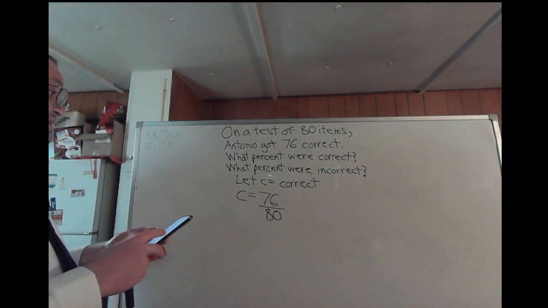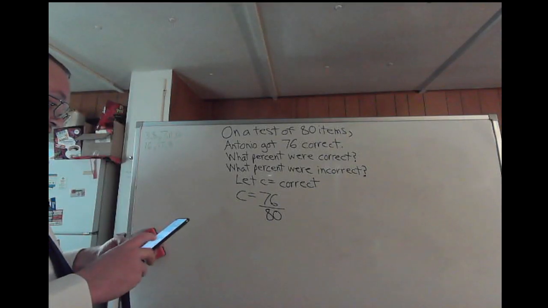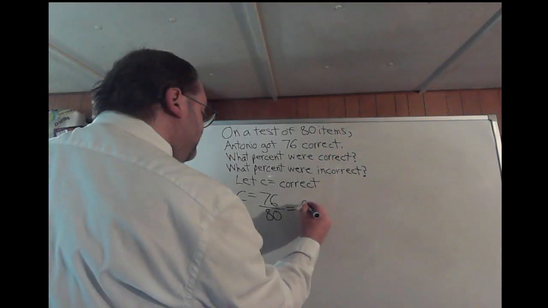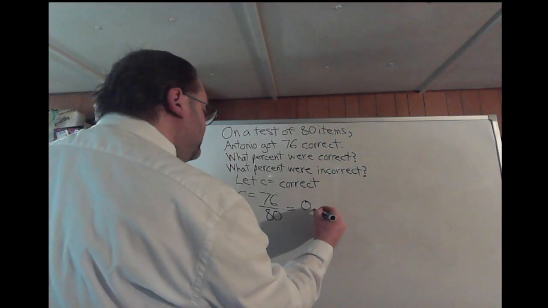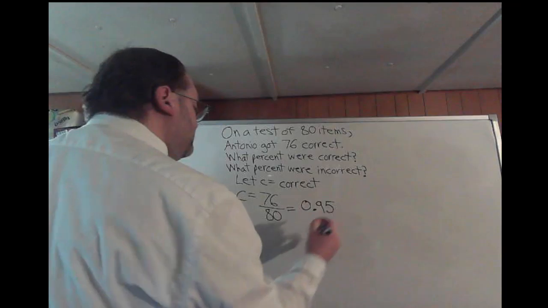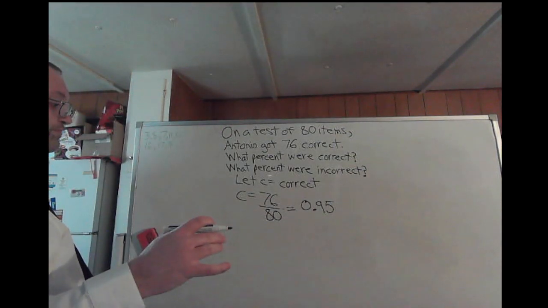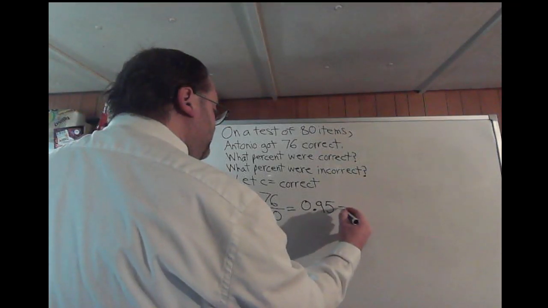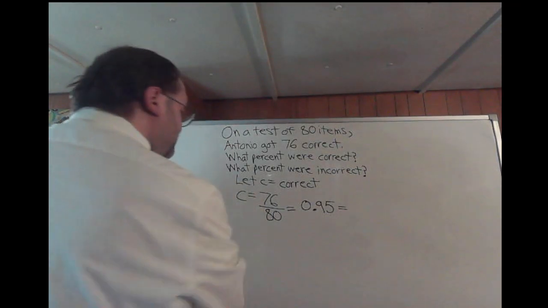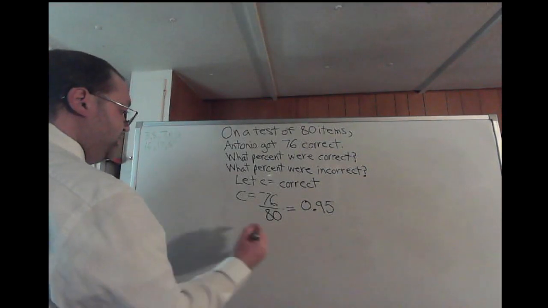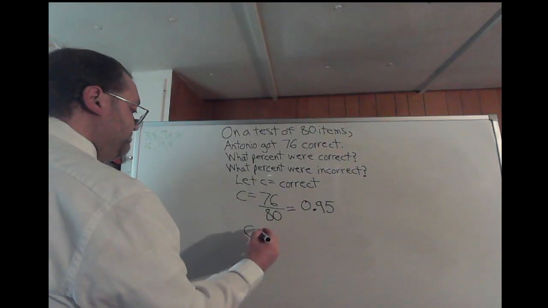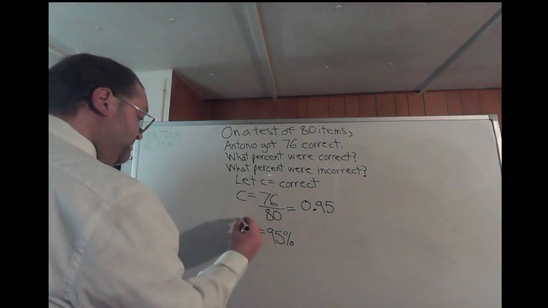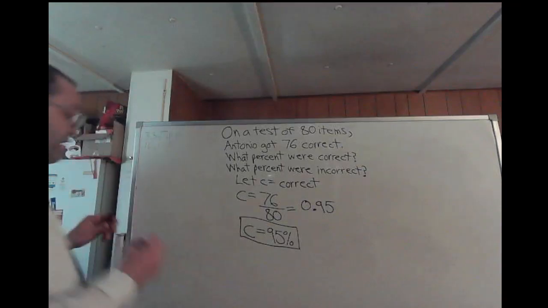So now we just take this, stick it into our calculator, figure out his percentage. Well, that happens to be equal to 0.95 as a decimal. If we were to convert that to a percent, which they want, the correct in percentage he got was 95% correct. So he did pretty well on the test, got 95% correct.